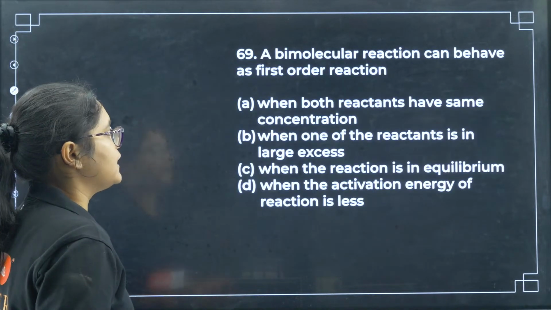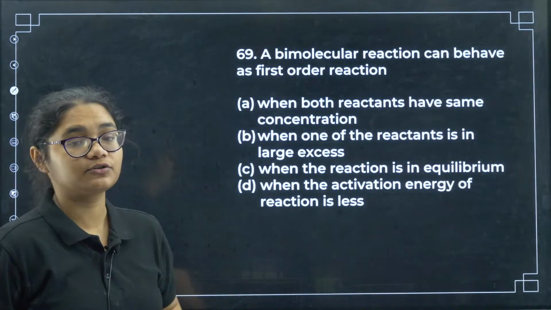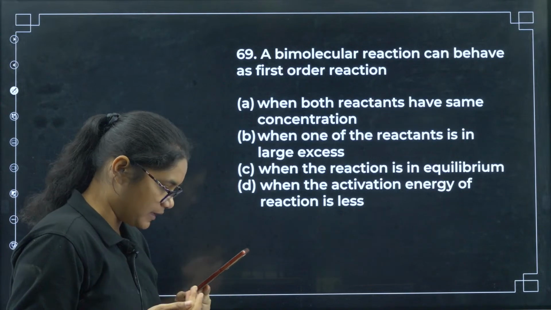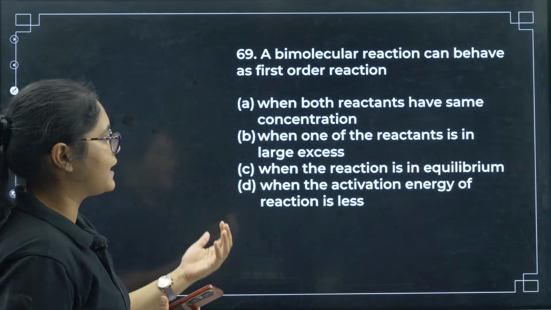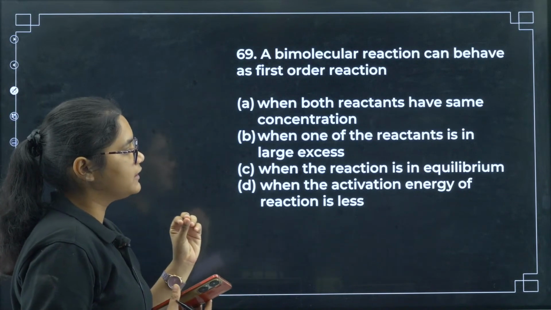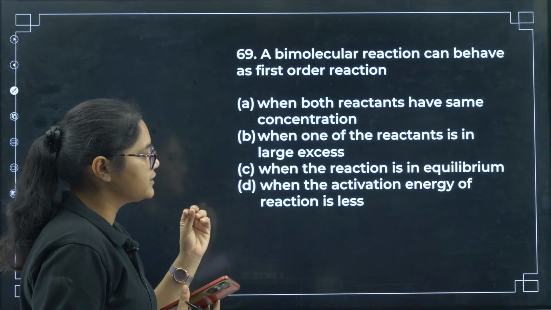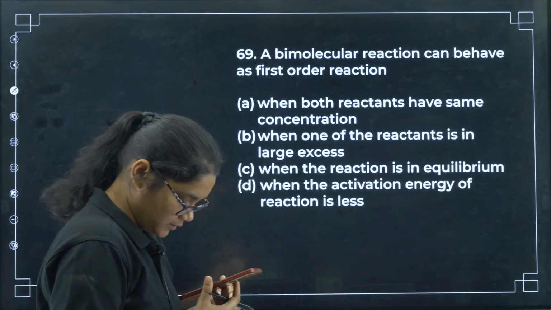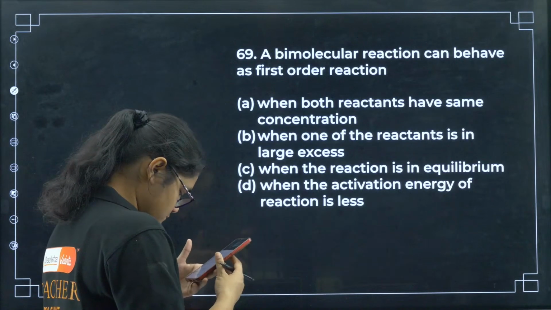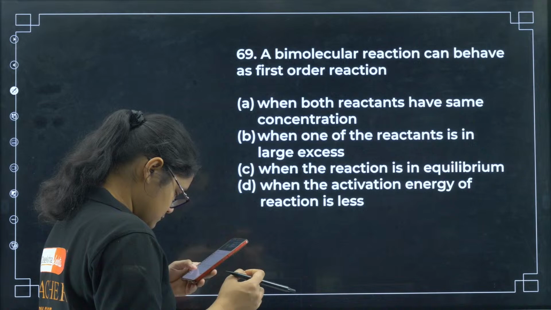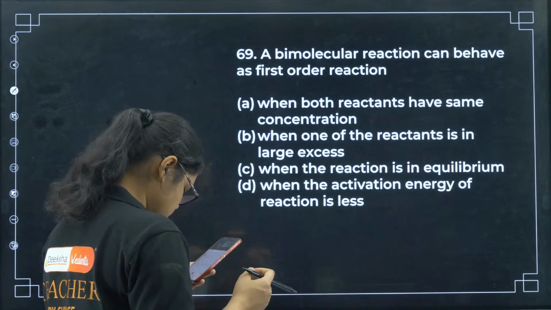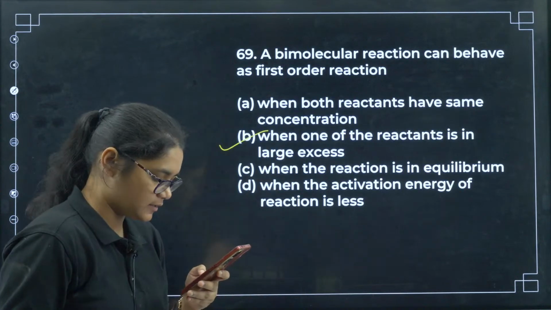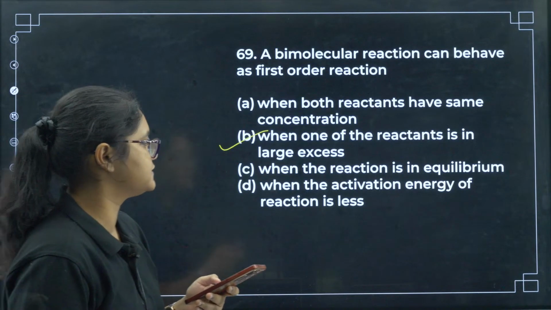Okay. Next, 69. A bimolecular reaction can behave as first order reaction. So this is your pseudo first order reaction. A bimolecular reaction can behave as a pseudo first order reaction when both the reactants have the same concentration, when one of the reactants is in large excess, when the reaction is in equilibrium, when the activation energy of the reaction is less. When can this happen? Yes, 69B is your correct answer, when one of the reactants is present in large excess.